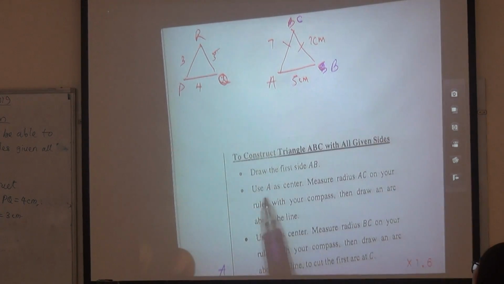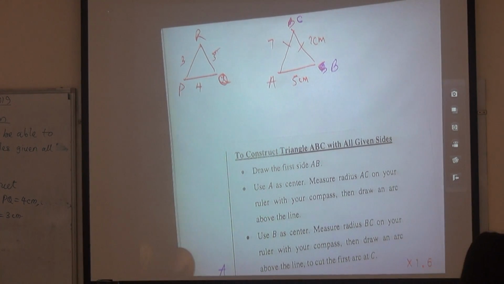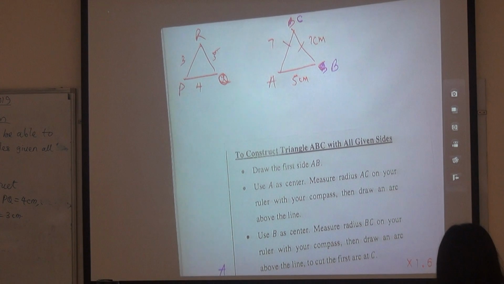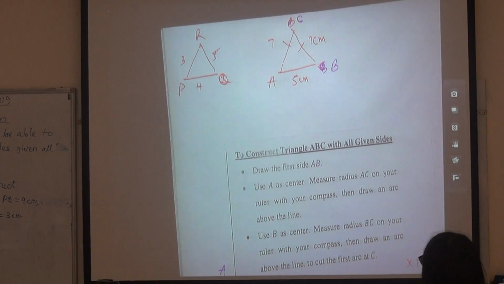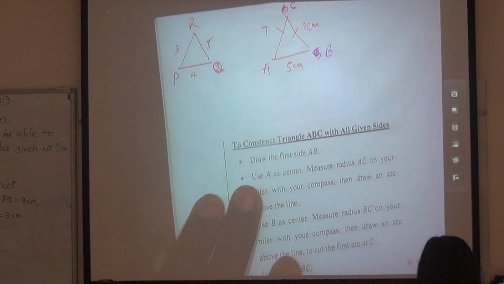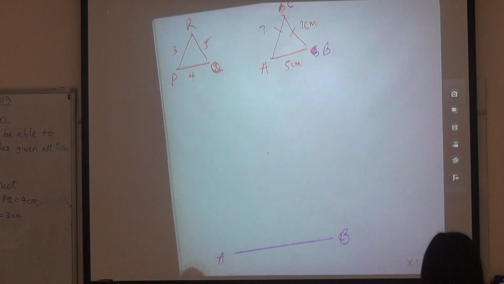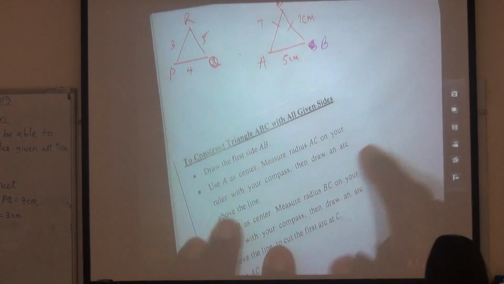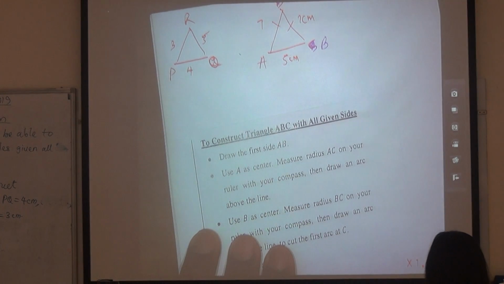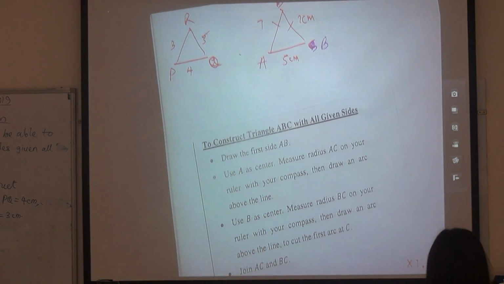After that, use A as center. We talked about this yesterday. What does that mean? Put the point on A. The point is my A. Put your compass on A, that's what it means. Use A as center. I've not asked you to construct, I just ask you to please pay attention so we can compare with what you have done. Use A as center, measure radius AC on your ruler with your compass, draw an arc above the line.